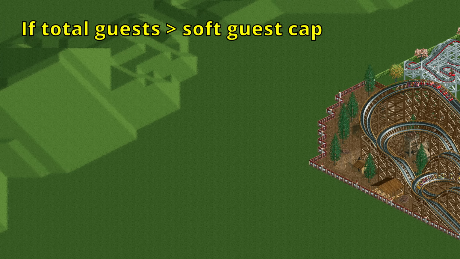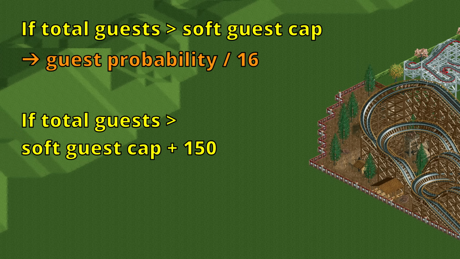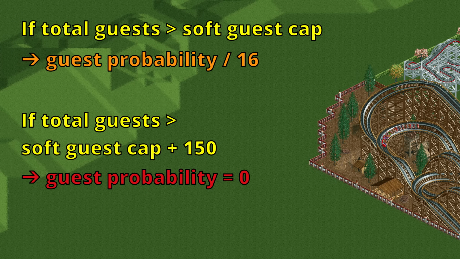Instead of it being divided by 4 once, it's divided by 4 twice, for a total reduction of a factor of 16. It gets even worse, as when your guest count is 150 more than the soft guest cap, your guest generation stops entirely. This is the only way, other than I suppose hitting the sprite limit, that you can get a guest probability of 0.